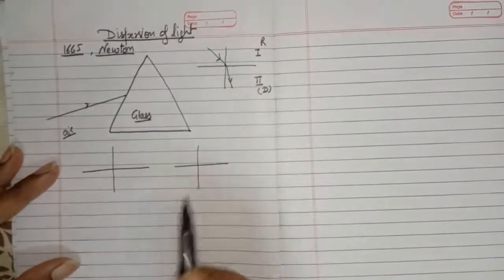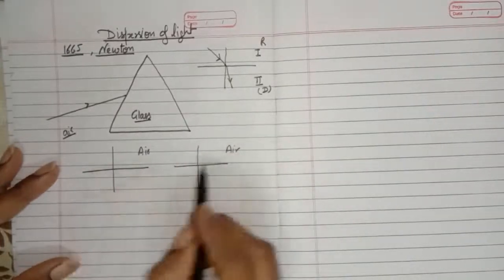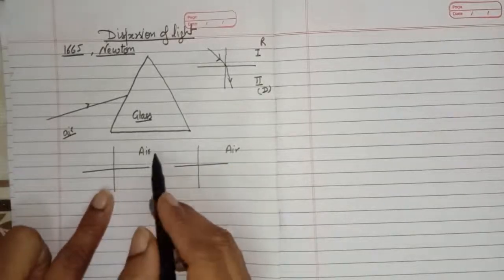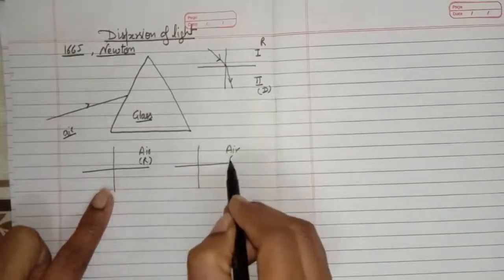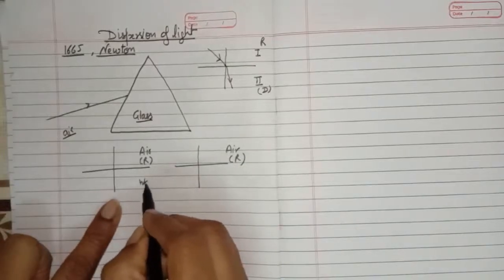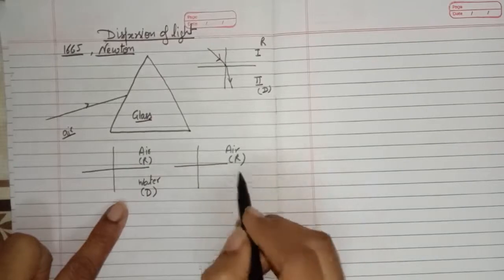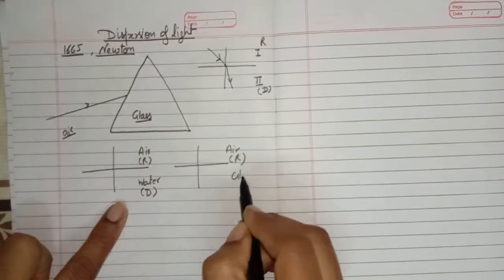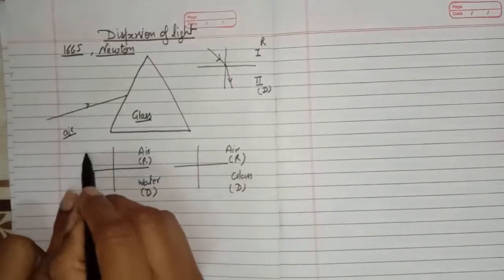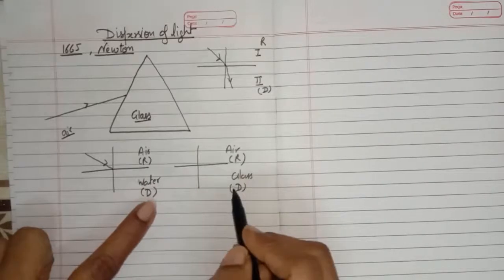Let's take one example. This is air. In both of these examples, the first medium is air. We know that air is a rarer medium. Suppose this medium is water. As compared to air, water is a denser medium. And this is glass. Glass is another denser medium. Now we know that water is less dense as compared to glass.